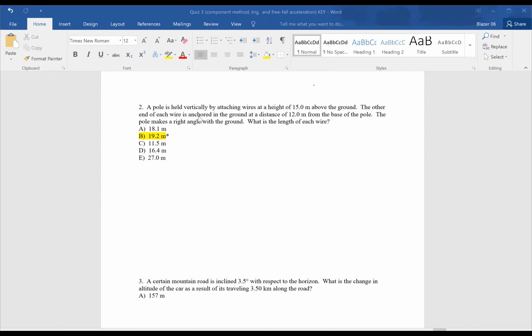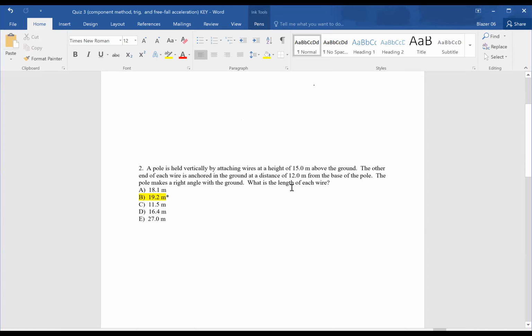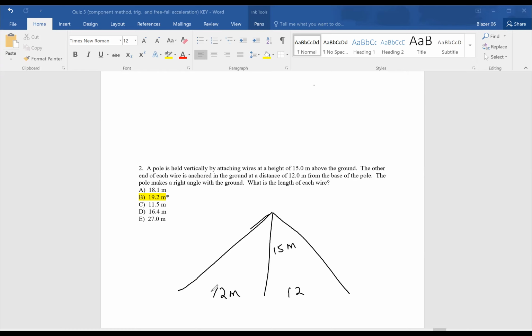So a pole is held vertically by attaching wires at a height of 15 meters above the ground. So that means that this pole then has to be 15 meters above the ground. This is my pole. The other end of each wire is anchored to the ground at a distance of 12 meters from the base. So that means it's anchored like this. And this is 12 meters, and this is 15 meters. And of course, it's on both sides like this. So this is my anchor at the base.